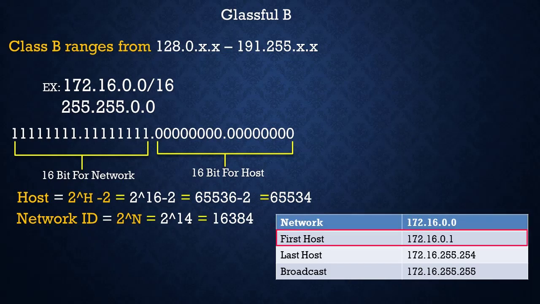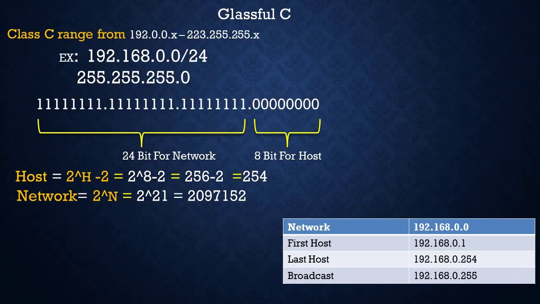172.16.0.0, first host 172.16.0.1, last host 172.16.255.254, and broadcast 172.16.255.255. Class C. IP addresses belonging to Class C are assigned to small-sized networks.